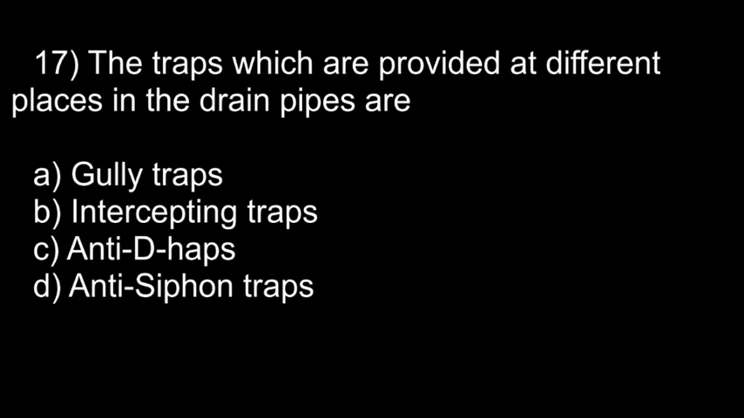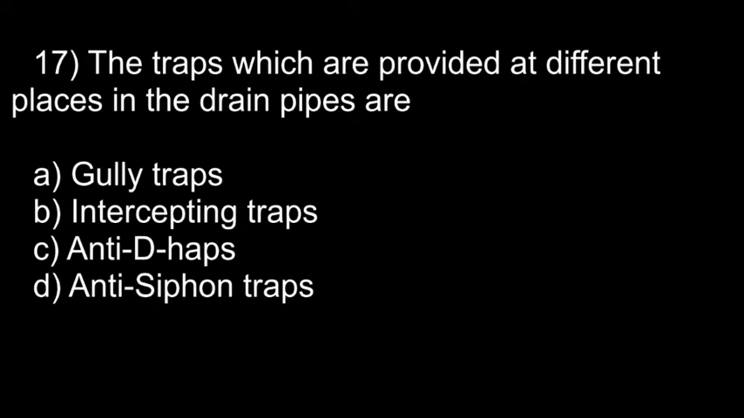A good trap should provide an adequate water seal at all times. It should be made of non-absorbent material and should have self-cleansing velocity. Option A is the answer, gully trap. What is an anti-siphonage pipe? It is a pipe installed in the house or building drainage to preserve the water seal of a trap. It maintains proper ventilation and does not allow siphon action.